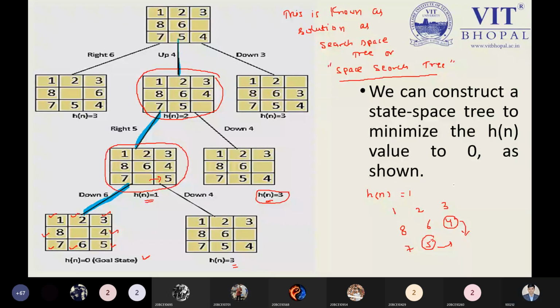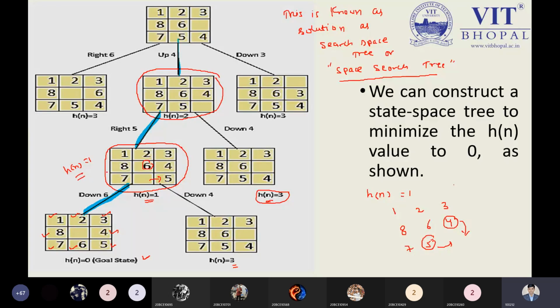Okay, so the heuristic function is how many tiles are not in the good position. So if I'm writing here hn equal to 1, it means only the 6 is the tile which is not in the order. 1, 2, 3, 8, 7, and 5 and 4 are matching with our goal state. So we can shift the 6 only to get our desired solution. So that is hn equal to 1.